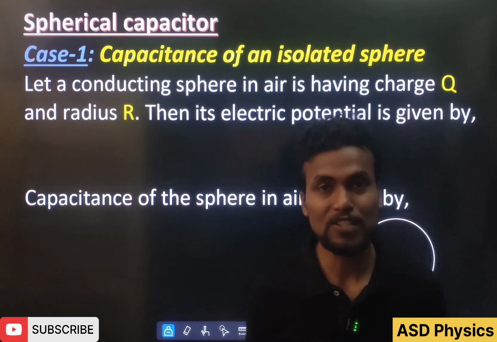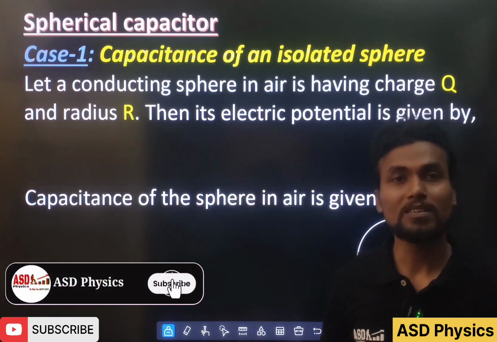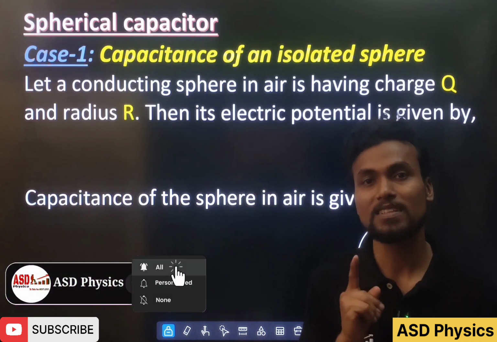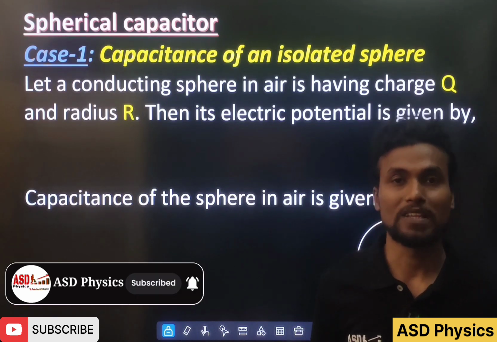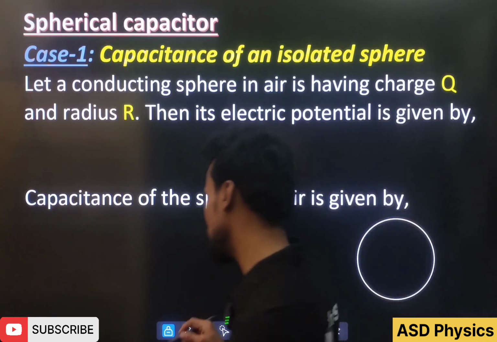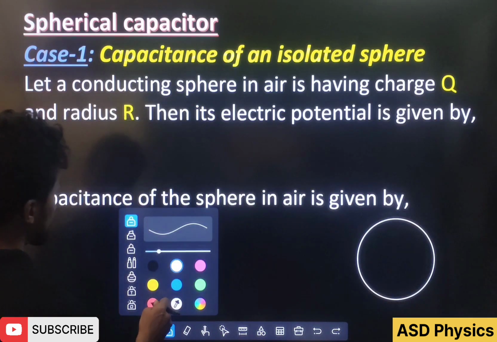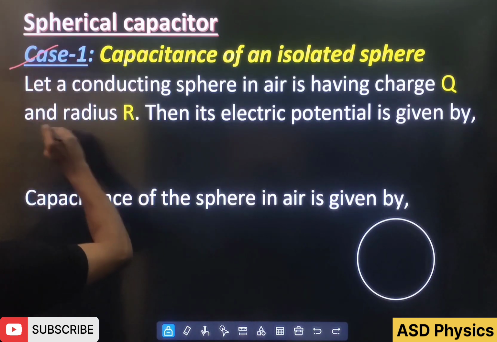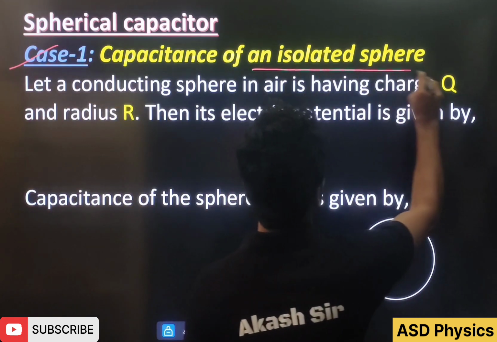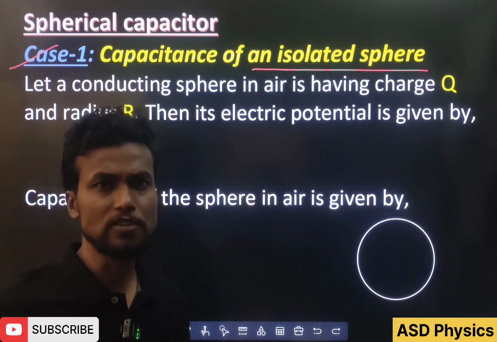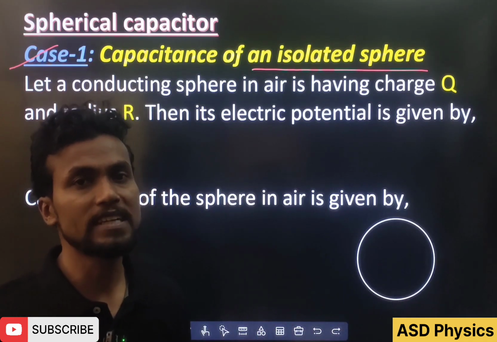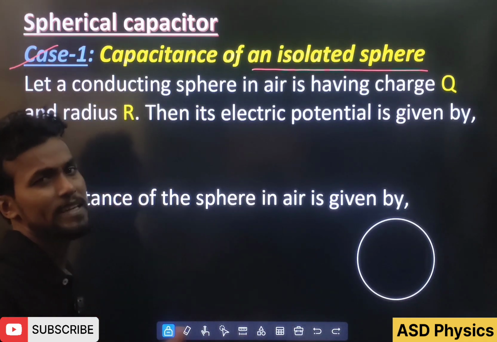So students, in this video we are going to learn about a spherical capacitor. How many cases? 3 cases we are going to see one by one. Okay students, let's go through the first case. The first case is the capacitance of an isolated sphere. After that, concentric spheres will come with some grounding cases and all that.